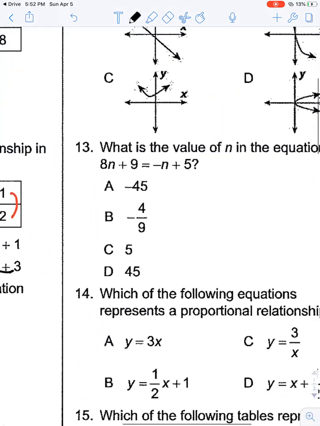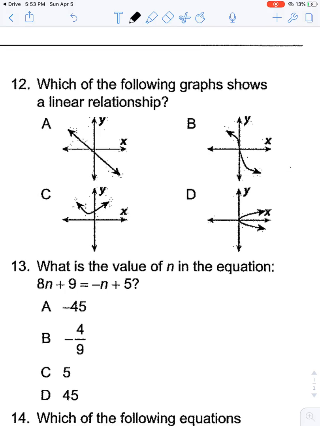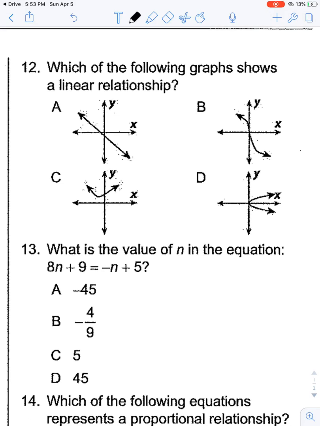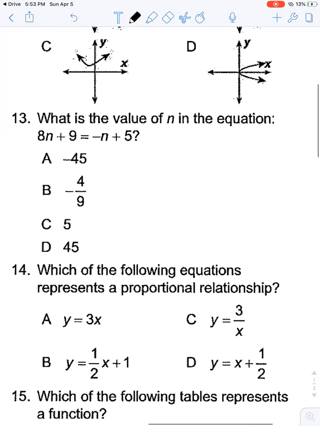All right, moving on to number 12. Which of the following graphs shows a linear relationship? I think this is pretty clear. They're looking for a line. Our answer is A.